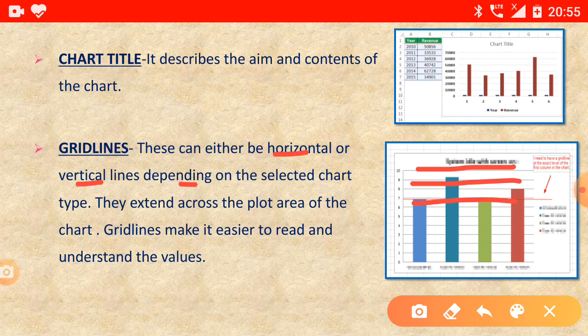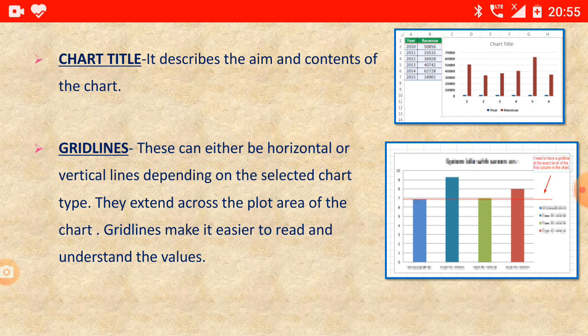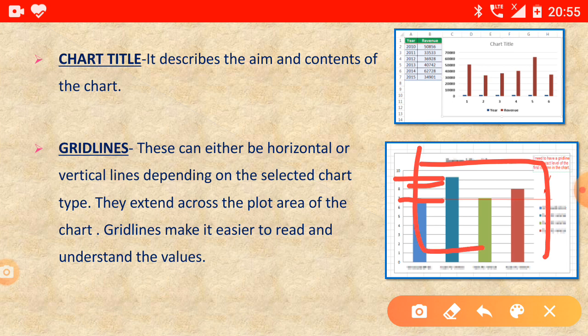It makes it easy for us to read and understand the values. If there is no grid line, then we find difficulty understanding the values. But if there is a grid line, then we easily understand the values. So it helps us read and understand the values. It is present in the plot area. It may be horizontal or vertical, according to the chart type.